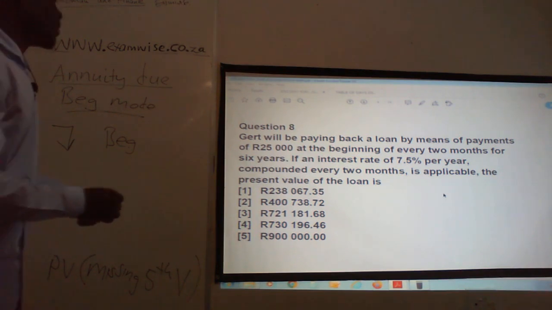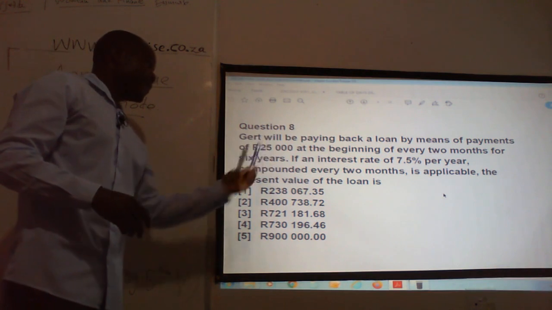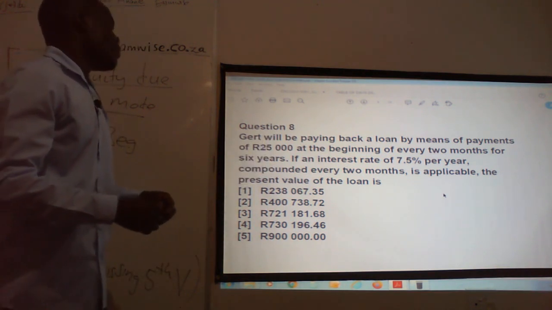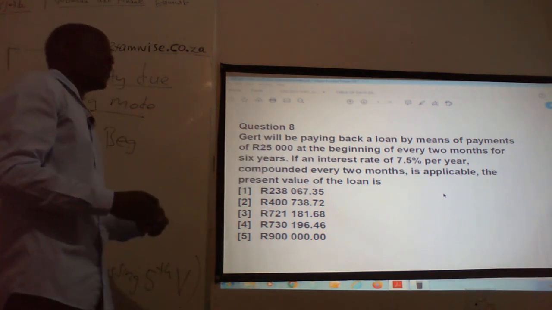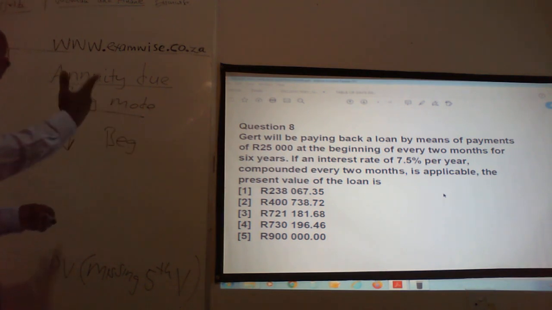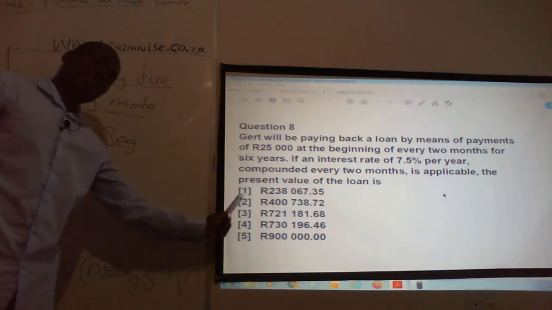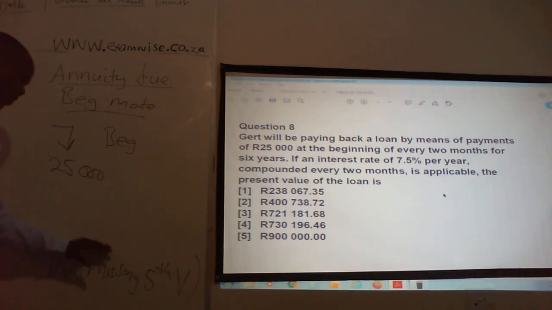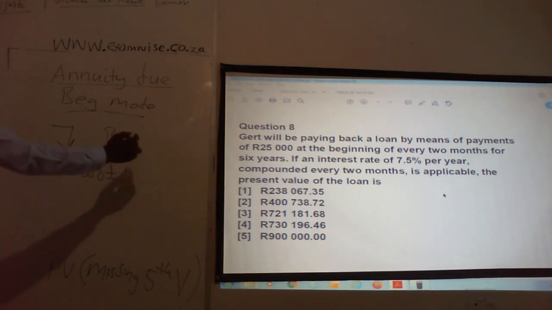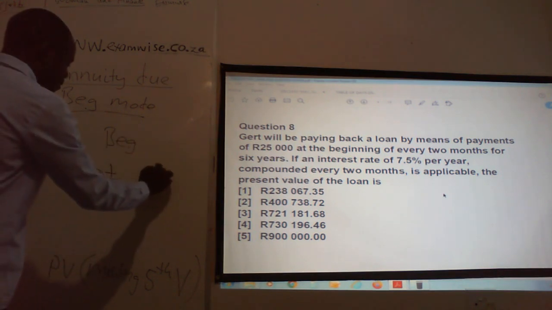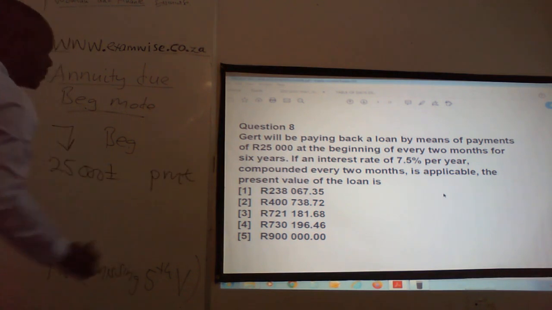4 variables. So JT will be paying back a loan by means of payments of 25,000. So payment, we said, is PMT. So we'll be having our 25,000. And here what we are required to calculate is present value. So it means we don't have present value here as one of our variables. So it means PMT, it will be entered as what? As negative. Then here we press our PMT.